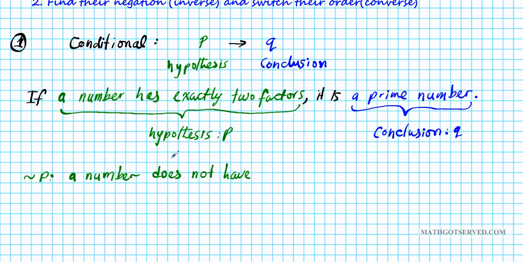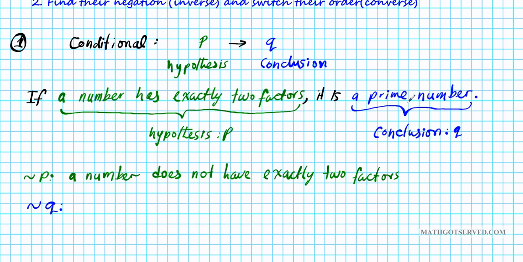So if you negate "have," like "you have money," the negation is "you don't have money." All right. So a number does not have exactly two factors. That's the negation of the hypothesis. Now, can you negate the conclusion? What is the negation of the conclusion? What is not Q? Is a prime number?